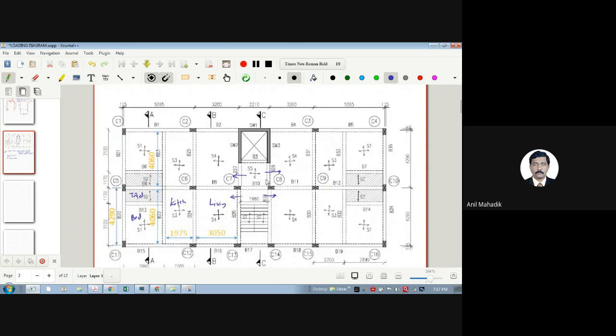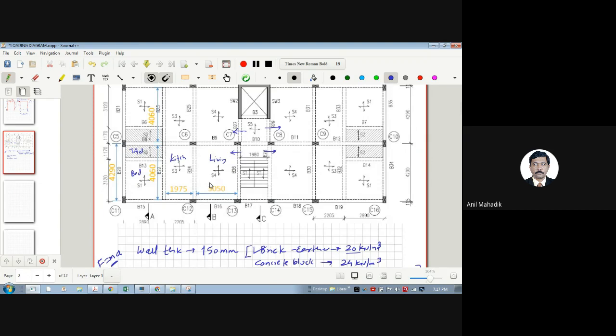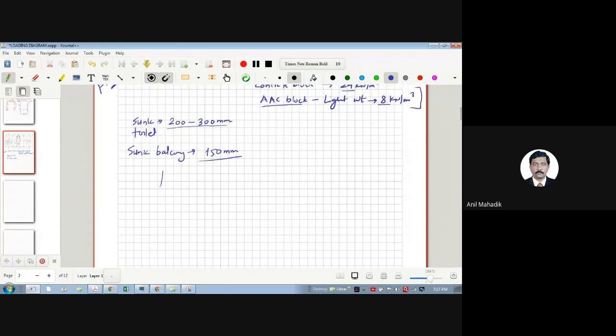So see, we are trying to understand this first. And column sizes you can assume here 230 by 450 or 230 by 600. So it depends. We discussed last time how to calculate the load on columns. And once you calculate the loads on columns, then you can design the columns approximately by using that formula. We have already discussed that.